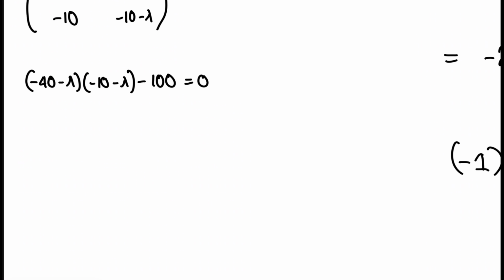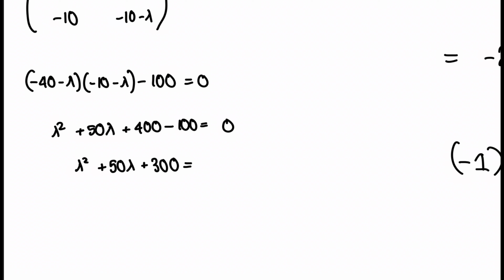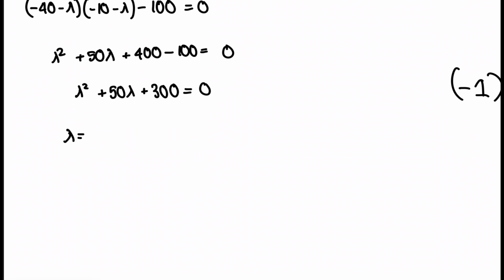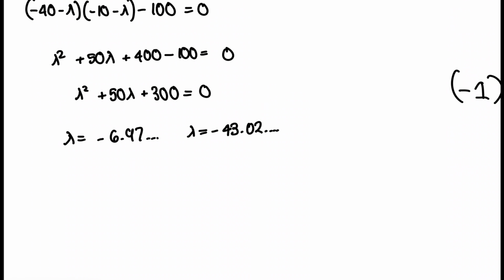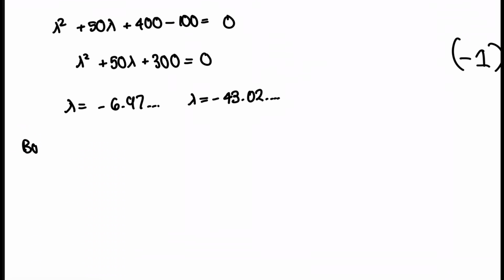Expanding these brackets, we get lambda squared plus 50 lambda plus 400 minus 100, which is equal to 0. So then lambda squared plus 50 lambda plus 300 is equal to 0. And we get lambda is equal to minus 6.97, and lambda is equal to minus 43.02. So as both eigenvalues are negative, our solution is a maximum.